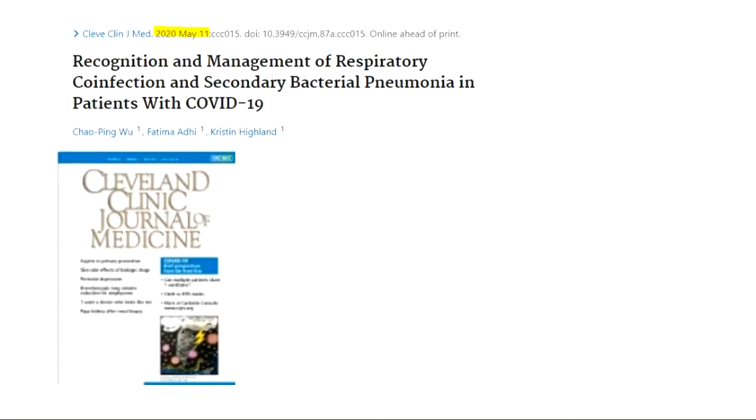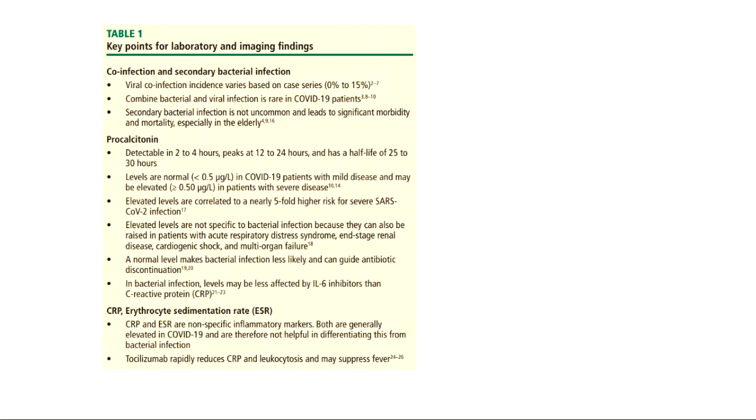This is a nice recent review from May 2020, recognition and management of respiratory co-infection and secondary bacterial pneumonia in patients with COVID-19. Very nicely written, by the way, very simple. And it gives you what helps you to diagnose bacterial infection. Procalcitonin is important, but what I've seen personally is many patients have pure cytokine syndrome with high procalcitonin, and they respond to steroid and do not respond to antibiotic. This is something we have to be aware of.